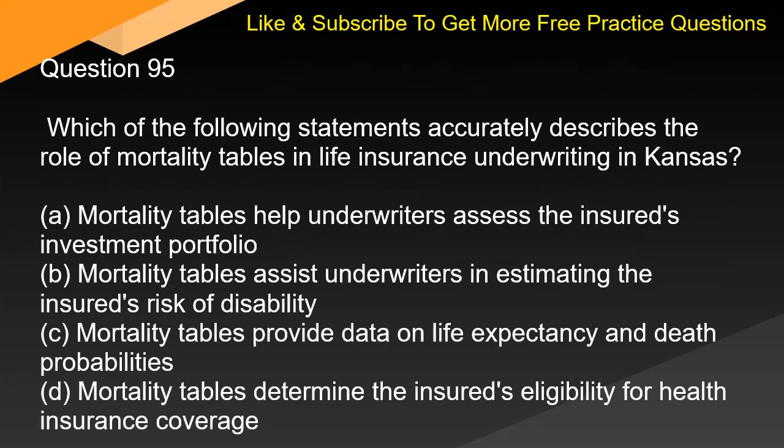Question 95. Which of the following statements accurately describes the role of mortality tables in life insurance underwriting in Kansas? A. Mortality tables help underwriters assess the insured's investment portfolio. B. Mortality tables assist underwriters in estimating the insured's risk of disability. C. Mortality tables provide data on life expectancy and death probabilities. D. Mortality tables determine the insured's eligibility for health insurance coverage.